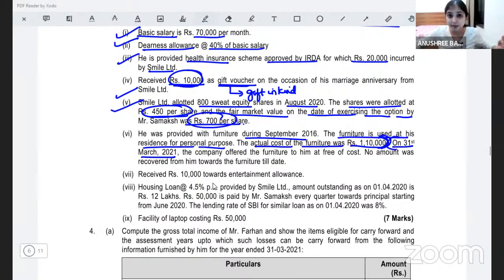Then on 31st March 2021, end of the previous year, company offered the furniture to him at free of cost. What is happening now? Now the employer is selling away the furniture to my assessee. Are you able to understand? Until now, from September 2016 until 31st March 2021, the furniture was with the employee only, but employee was just using it. It was owned by the employer. But now on 31st March 2021, the employer is transferring the furniture to the employee.